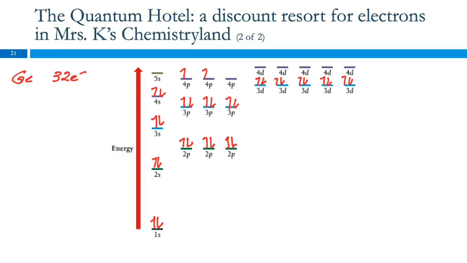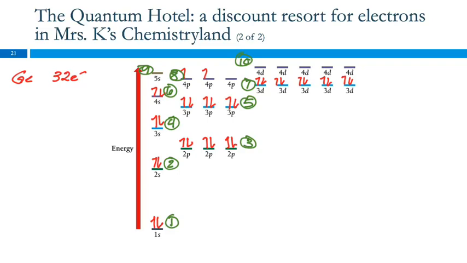Okay, so I'm going to number these. So this is the first one, and the second one, and the third one, and the fourth one, and the fifth one, and the sixth one, and the seventh one, and the eighth one, and that would be 9, and this would be 10. So the only reason 4s is chosen over 3d is because it's lower and goes down.